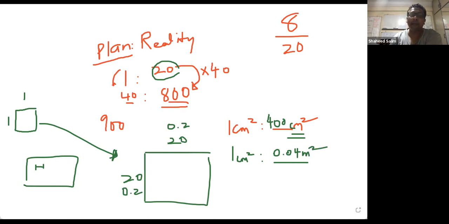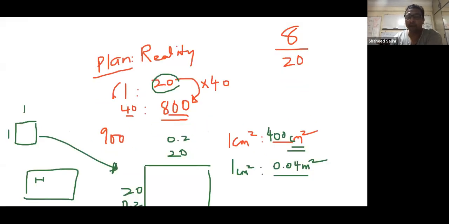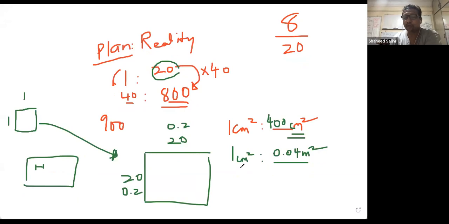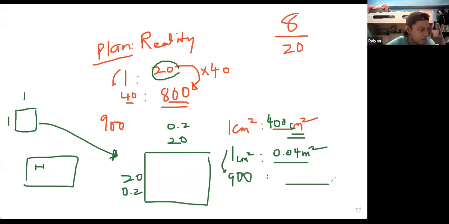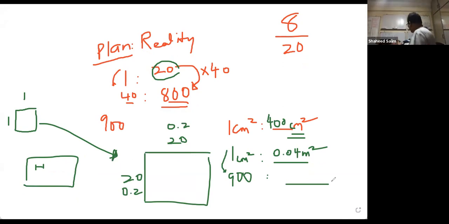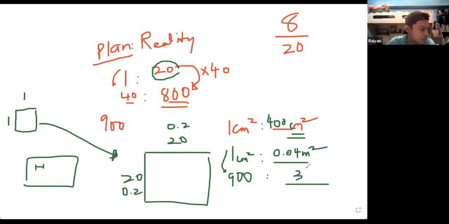Now they tell you they want to find out 900. Once you have this ratio, it's very simple. You times by 900, you get the answer. Finish. Can you see the method? So when you times 900, what do you get? 0.04 times 900 gives 36. 36 square meters.